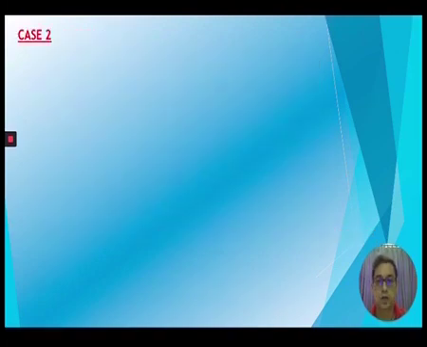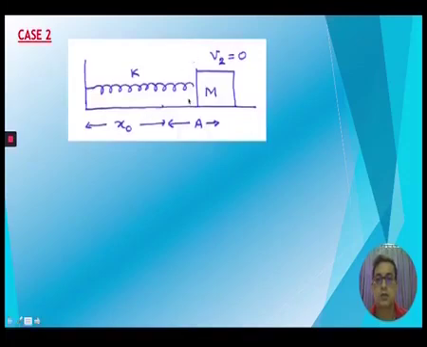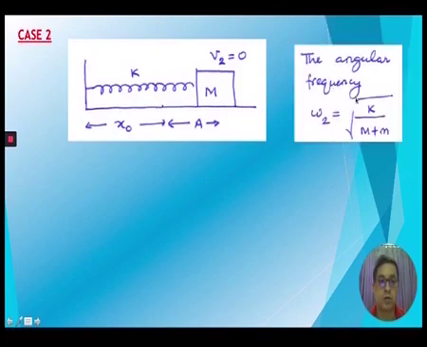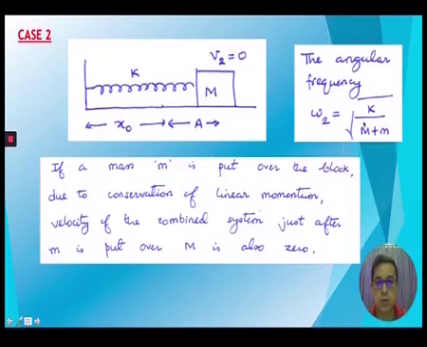So now let us go to case 2. In case 2, this block is now getting extended to x naught plus a. Okay, x naught was the equilibrium position and now it is extended, so it is at the extremum position here. In this position obviously the velocity is going to be 0. I forgot to tell you that here you are going to put the small mass m. I forgot to draw it there anyway. So your angular frequency would be root over k by capital M plus small m. I have actually written it here, I should have put a mass there.